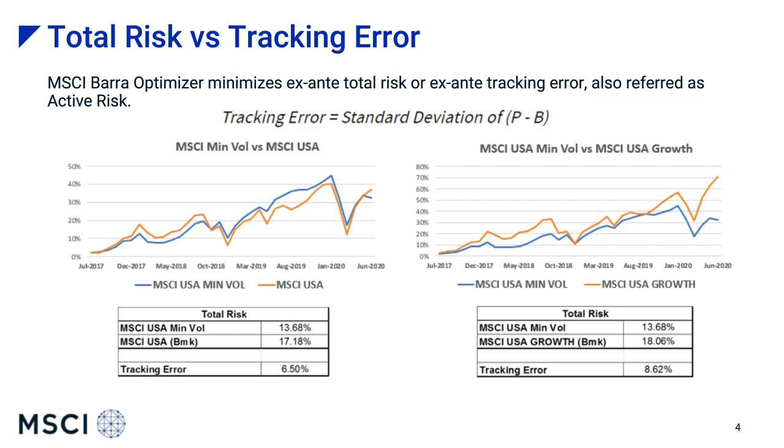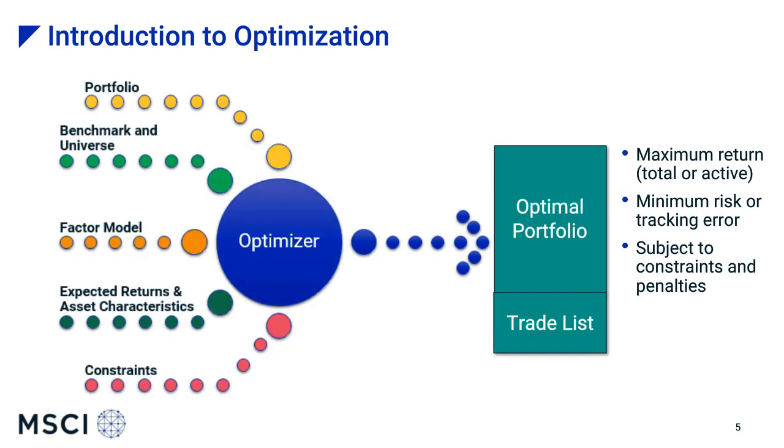So now moving to the topic of optimization. As you might remember from our previous sessions, the optimization process will require different inputs. So you're going to require an initial portfolio that you want to rebalance, or maybe a cash portfolio for which you want to find the assets that you want to invest in. You need to select a benchmark and a trading universe.